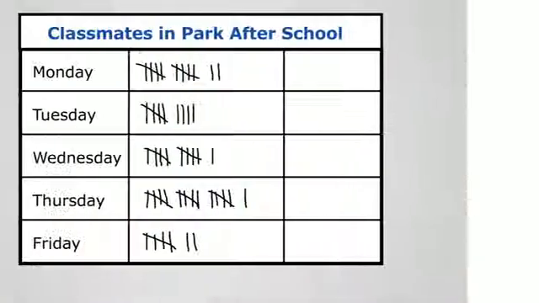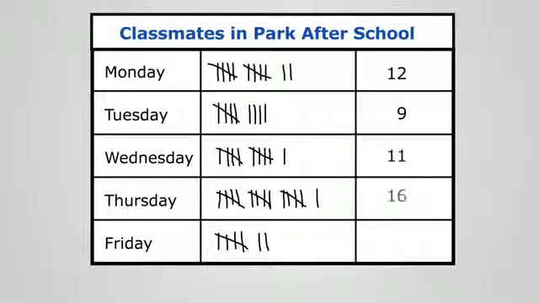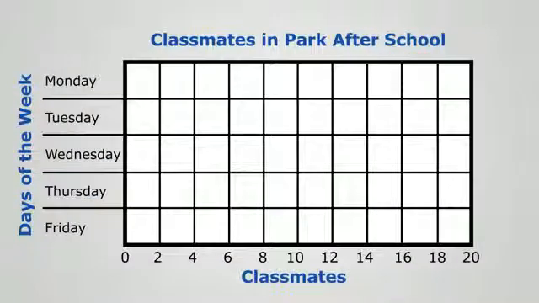Throughout grades 3 through 6, students learn to collect and represent data. From their representations, they're able to analyze the data and draw conclusions. Suppose that you kept track of the number of classmates who played in the park every day after school for a week. You could collect the data using tally marks. Now that the data has been collected, you could make a bar graph. Record your data on the bar graph.